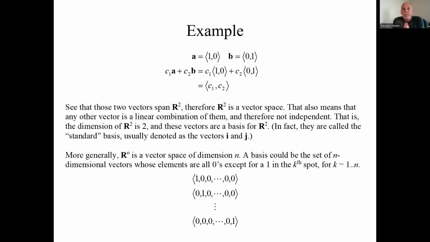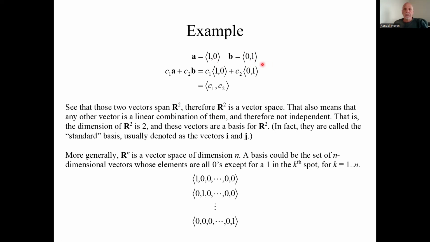Let's take an example. A and B, we've seen them before. You can generate any point in the XY plane. Those two vectors span R2. We call it R2: R for real numbers, two-dimensional, an XY plane. So therefore, R2 is a vector space. These two are linearly independent. They're not scalar multiples of each other.